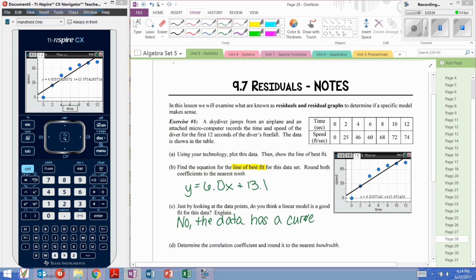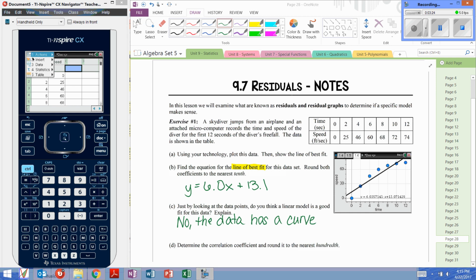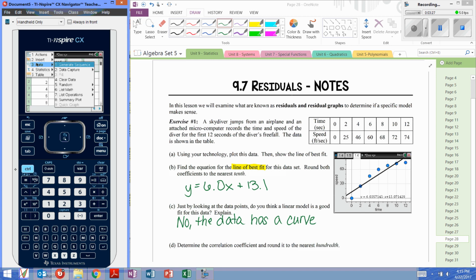Okay. So now D says, oh, of course, I should have read ahead. Determine the correlation coefficient and round it to the nearest hundredth. So we're going to go back here and do another linear regression all over again. It's okay. We've done it before. We've practiced it a lot. We should know what to do. Okay, so after we hit menu, we want to do some statistics. Statistics, stat calculations, and we need to do a linear regression. Time is our x. Speed is our y. And there you have it.